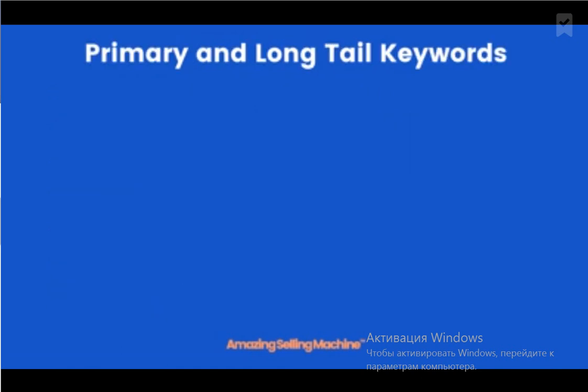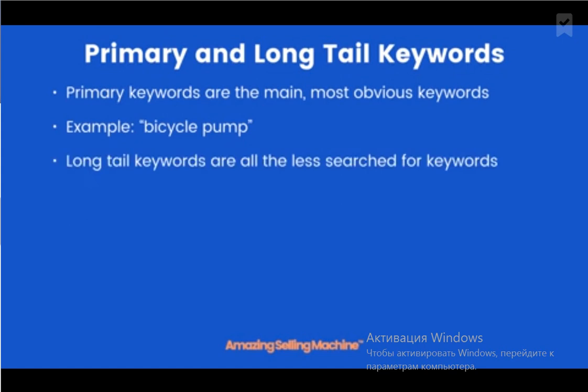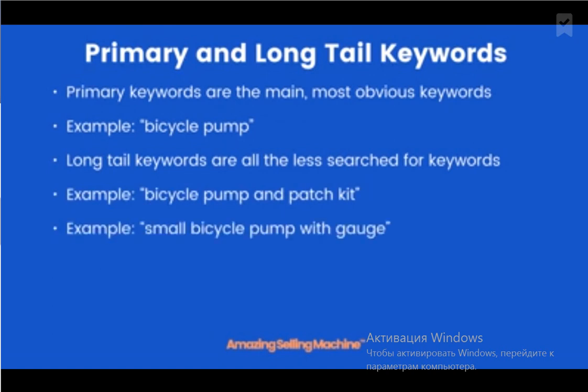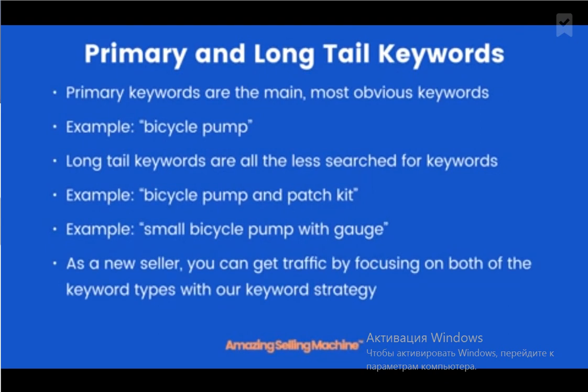Primary and long tail keywords. Primary keywords are the main, most obvious keywords. In our previous example, it would be bicycle pump. That would be our primary keyword. Long tail keywords are all the less searched for keywords, in other words, less popular keywords. And again, from our previous example, that might be bicycle pump and patch kit, or small bicycle pump with gauge. As a new seller, you can get traffic by focusing on both of the keyword types with our keyword strategy.